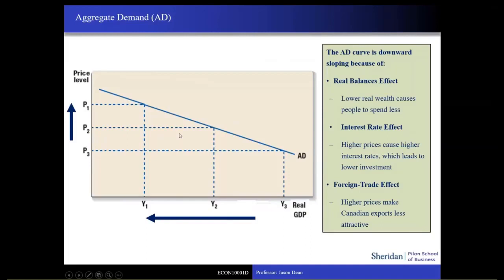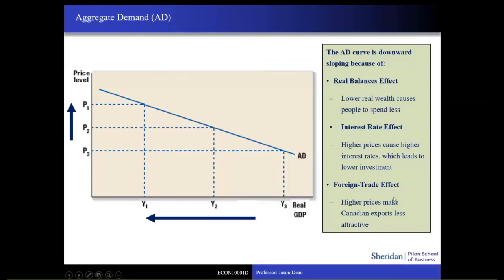We also have the foreign trade effect. So just to go back for a sec, higher prices mean higher interest rates, and we know interest rates are the cost of credit in the economy. And so if the interest rate is higher, that means to borrow is more expensive. So if you're going to borrow money to buy a new fridge or car, it's going to cost you more, so fewer people would likely do it. And then we have the foreign trade effect.